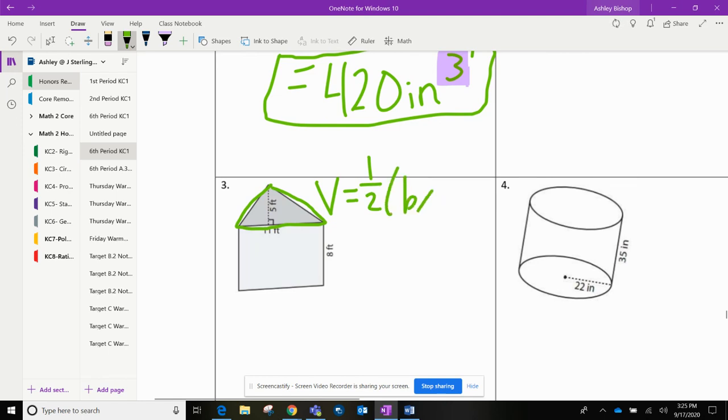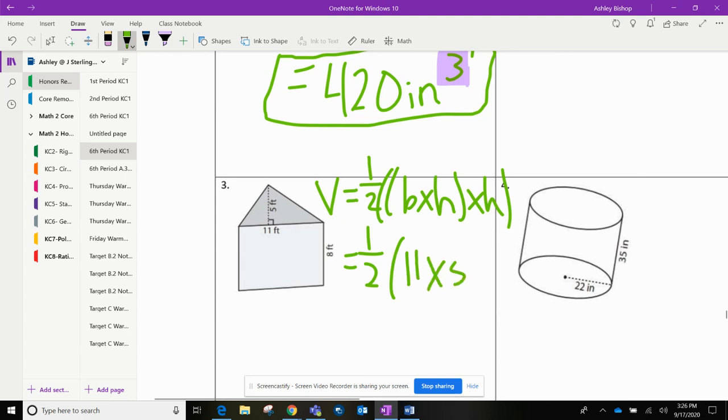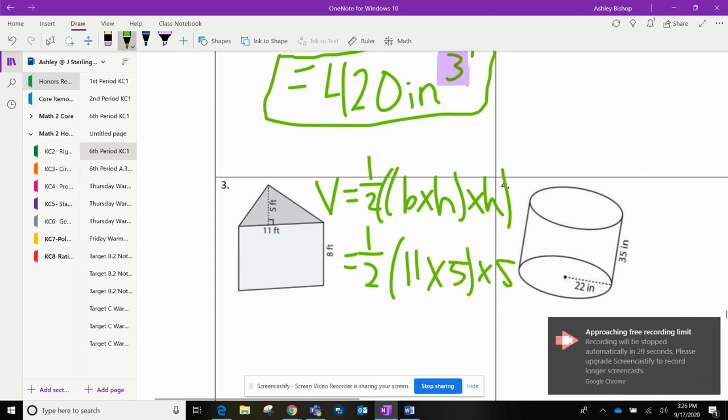1/2 base times height again, which I'll show you what that means. So you're going to have your base of your triangle times your height of your triangle, and then you're going to multiply that by the height of your figure. If you notice, you're really just going to multiply all 3 of those numbers together. So I'm going to worry about the 1/2 at the end, but I'm going to multiply 11 times 5 times 8. I'm going to put that in my calculator, and I'm going to do the 1/2 at the end.